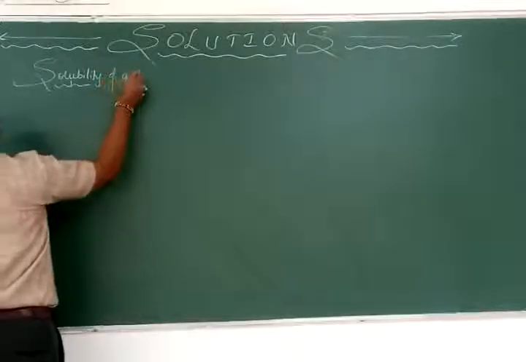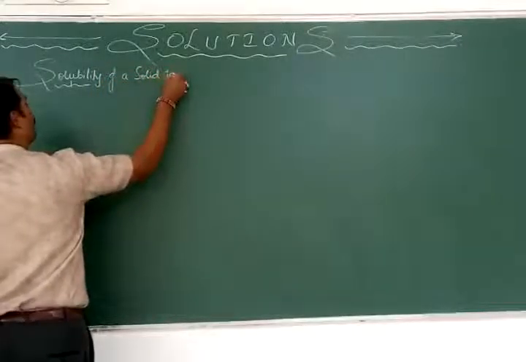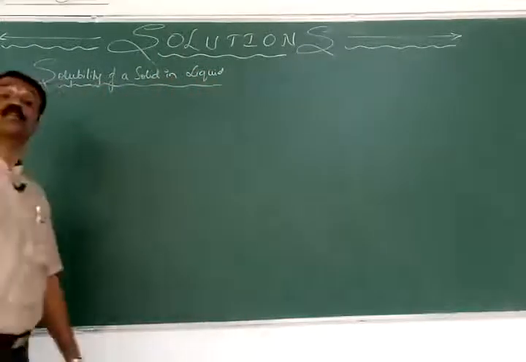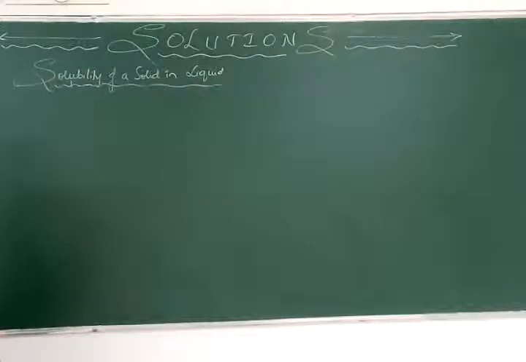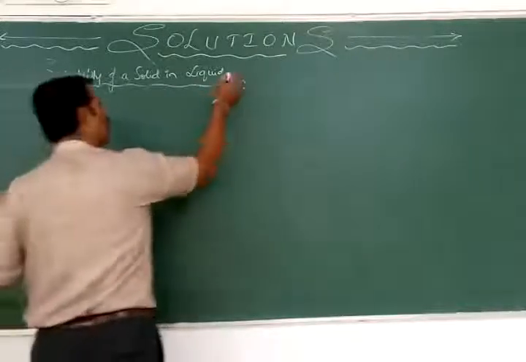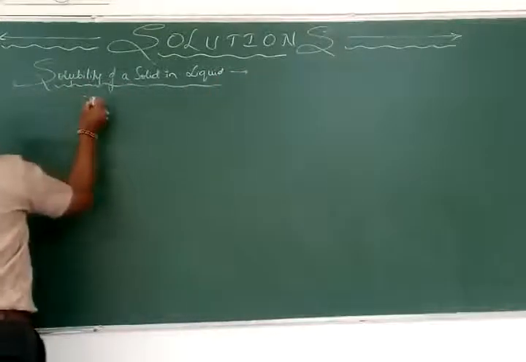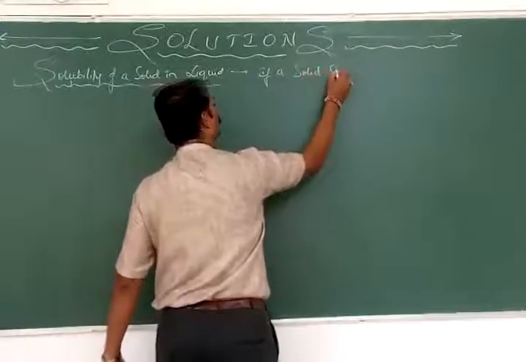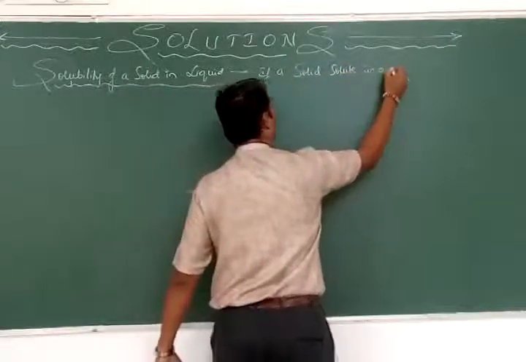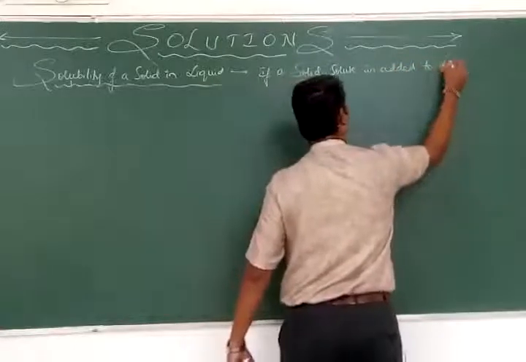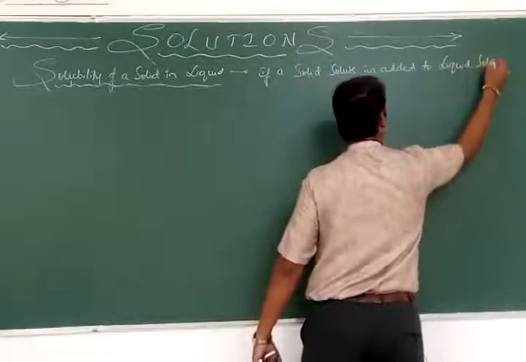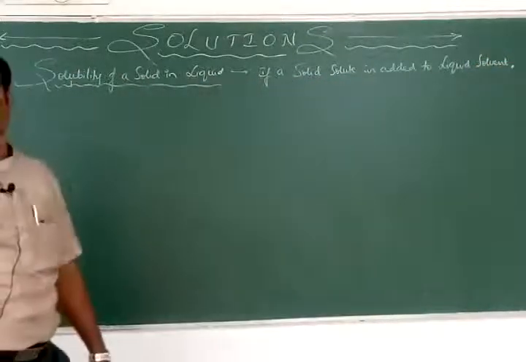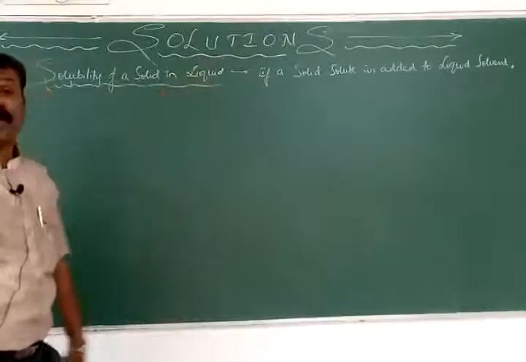So let us have the first one, solubility of a solid in a liquid. What is the meaning of that here? Here the solute is a solid and the liquid is the solvent. What happens if a solid solute is added to the liquid solvent?